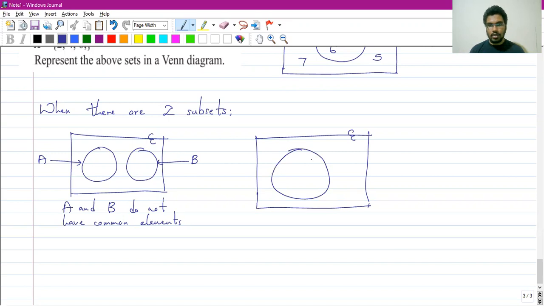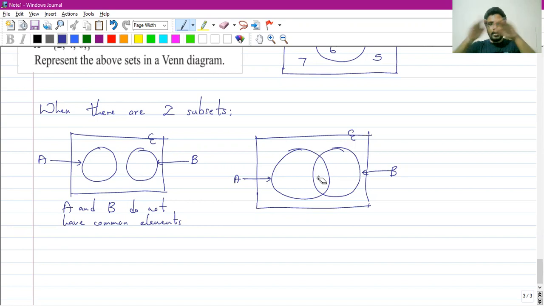This is one circle and the other circle. I can draw it this way. So this is set A and this is set B. They intersect in this area. They intersect each other, or they overlay each other.